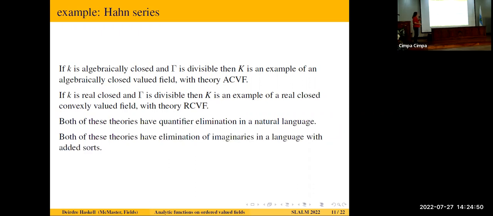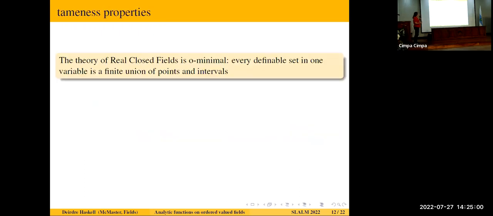And also they both have elimination of imaginaries in a language where we have to add sorts, but I'm not really going to talk about that, I just mention that in passing. And then we can use quantifier elimination to also get further tameness properties. Tameness is a kind of terminology that's come into model theory in the last 20 years, I guess, which is quite a long time, but it's an understanding of the geometric properties of the definable sets, which gives you control over the definable sets altogether.